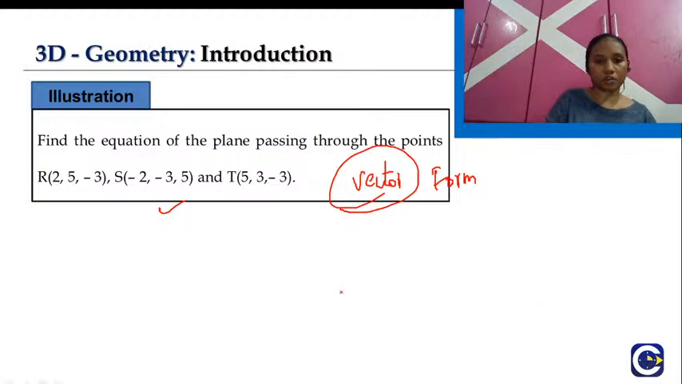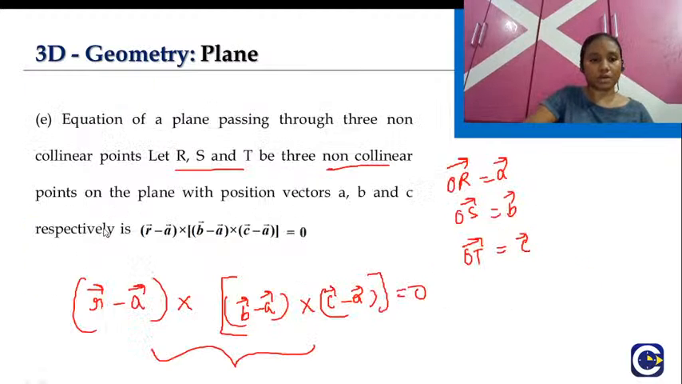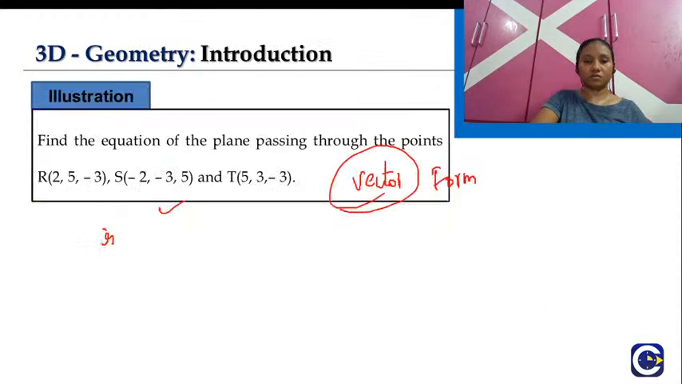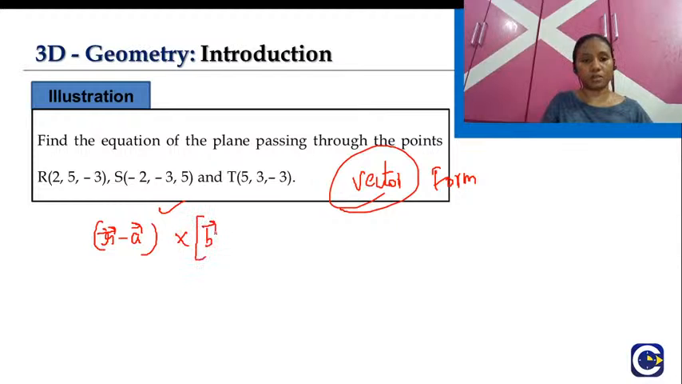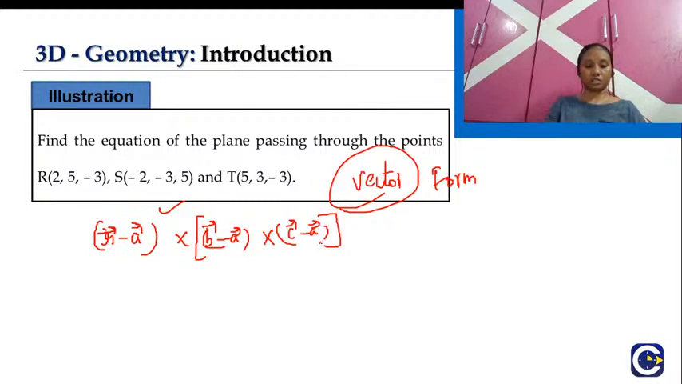So what is the vector format here? What is the formula? R bar minus A bar, so here I have explained. R bar minus A bar dot, so here it will be a cross product, B bar minus A bar. Again here it's a cross product, C bar minus A bar. So this will be in terms of my vector form of equation.